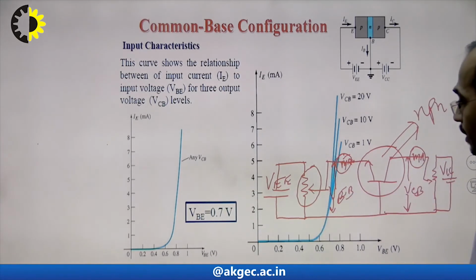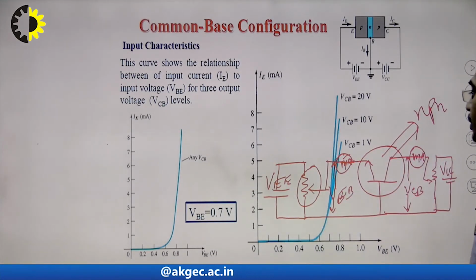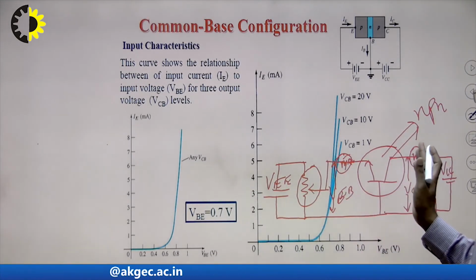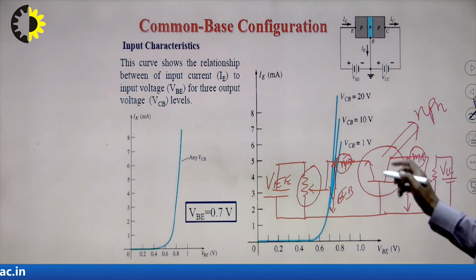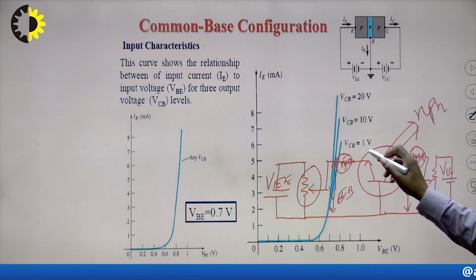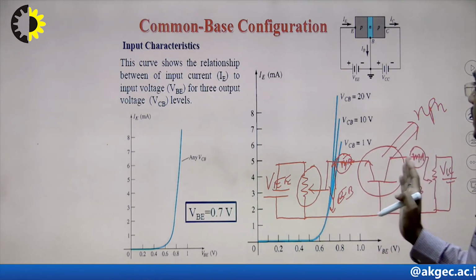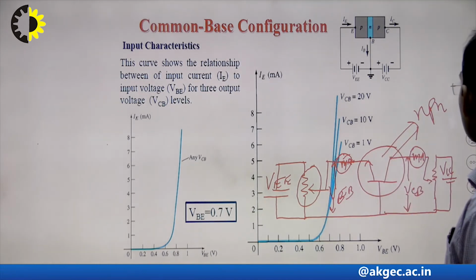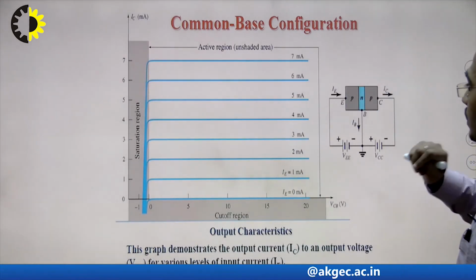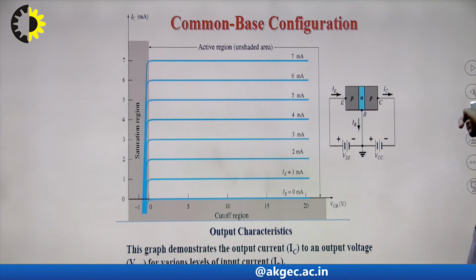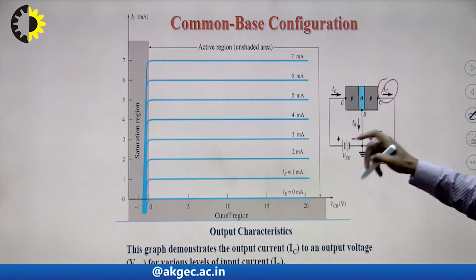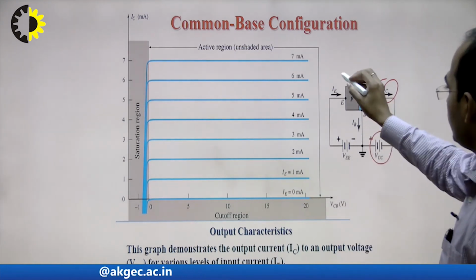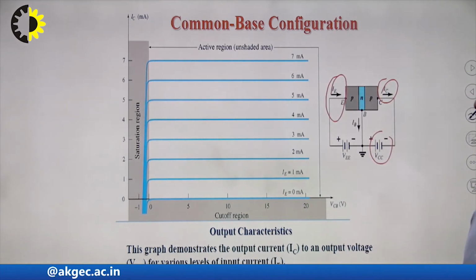So by increasing the value of VCB, you can see from this graph, as we increase the value of VCB, the emitter current IE is increasing. The output characteristic will be drawn between IC and VCB, by taking different values of input current IE.